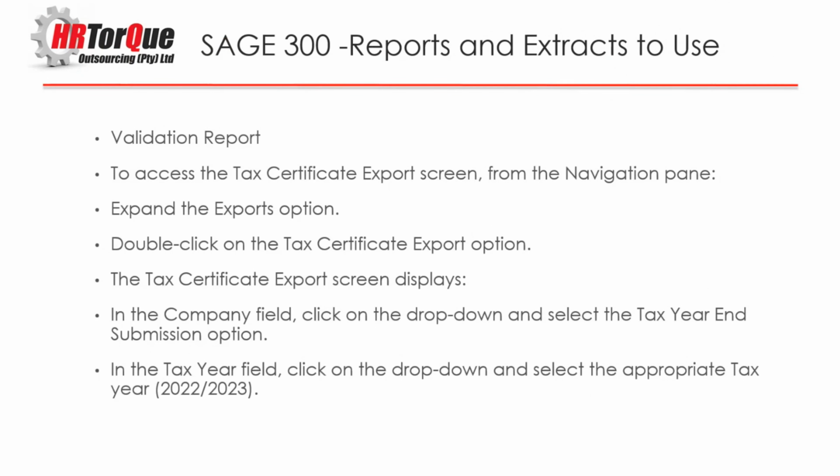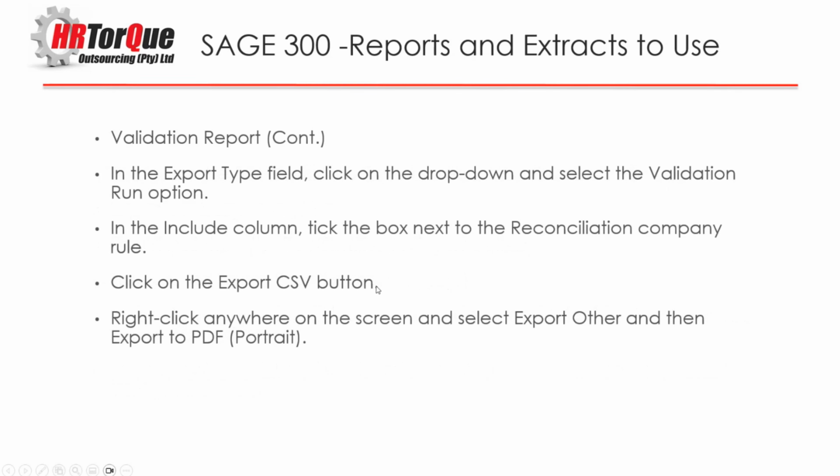So within Sage 300, we generally use the validation report system. It is in one little area. It's in the extract area, in the exports area of the Sage 300. So if you know the product, you'll know that there's a little exports tab on the left-hand side, and in there is the tax certificate export. So there's just a little description of how to get there, and a couple of other bits and pieces.